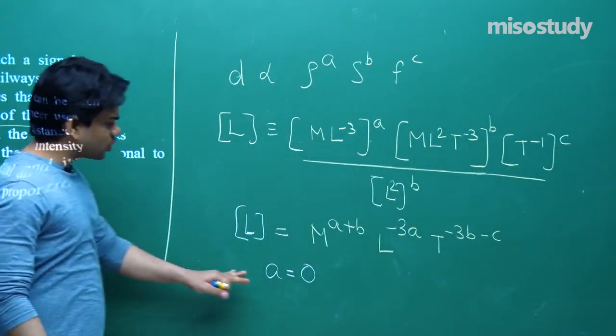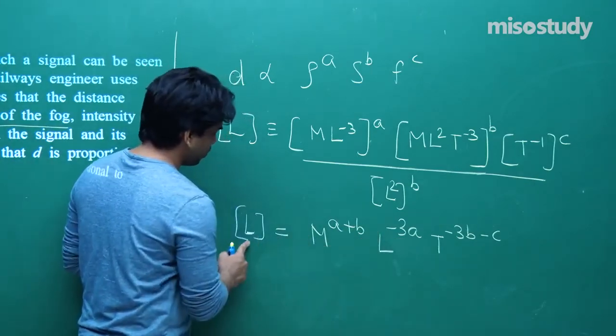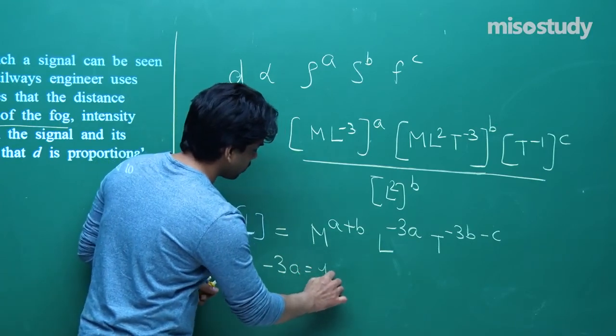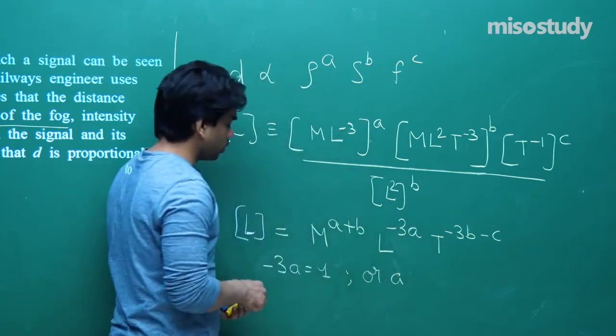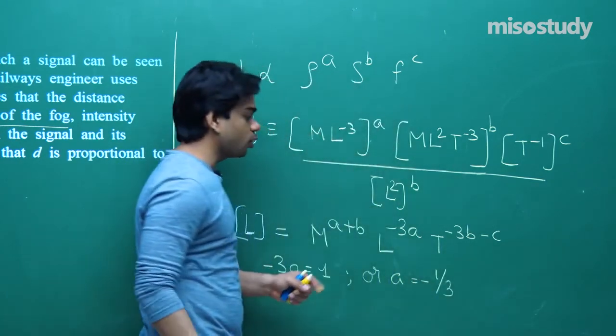Okay, I believe there is a small calculation mistake here. A will not be equal to 0. You see minus 3A will be equal to plus 1. So let me write down here minus 3A is equal to plus 1, or A will be equal to minus 1 by 3. This is the term that we are going to have, A equals to minus 1 by 3.